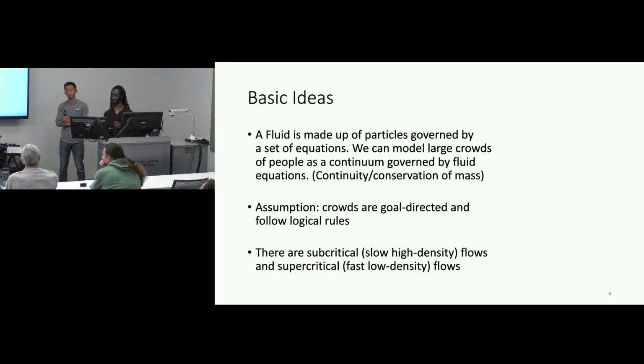And then there are subcritical flows, which is when it's slow, which means that there's a high density, because when you're in a large crowd, usually they're going to move slower. And then there are supercritical flows, which are fast, which means that they're low density. You can move faster because there's less in your way.